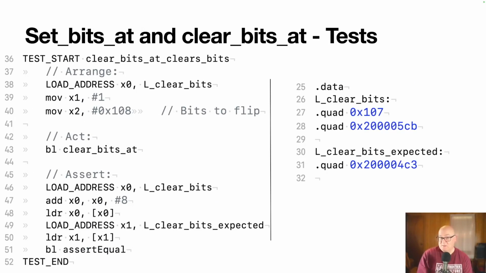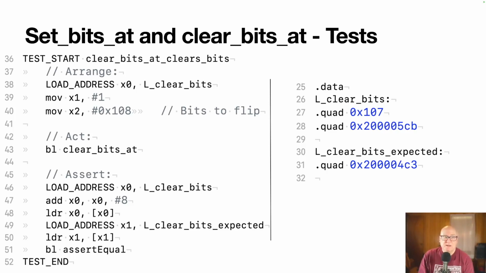All right, next we're going on to the stuff required for a getc command, a get character. One of those is that we need to clear bits and set bits. Here I've just got a test for clear bits at, to demonstrate how TDD looks in assembly language. On the right, you'll see L-clear bits has 2 words, 107 and 0x2 something. And then clear bits expected is another quad constant, and that one has the bits we're testing already cleared out. So the test case is going to use this.